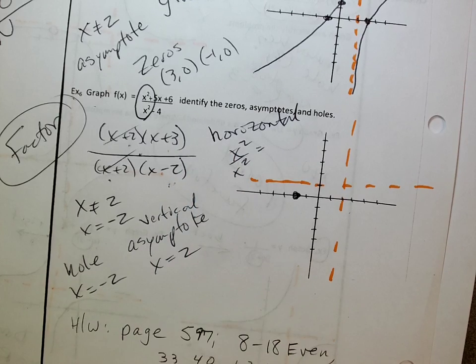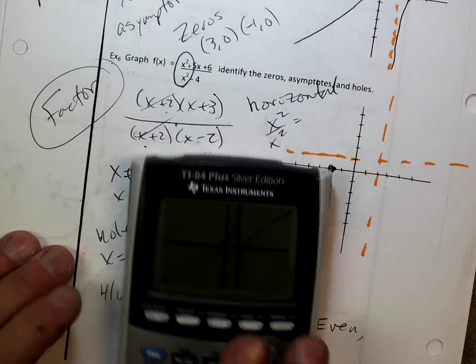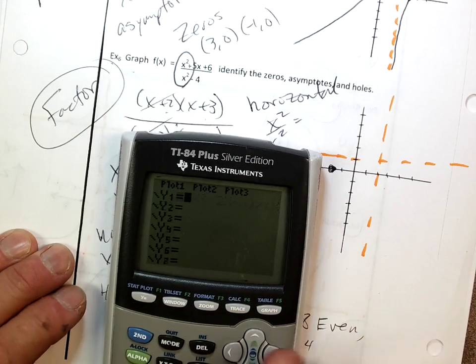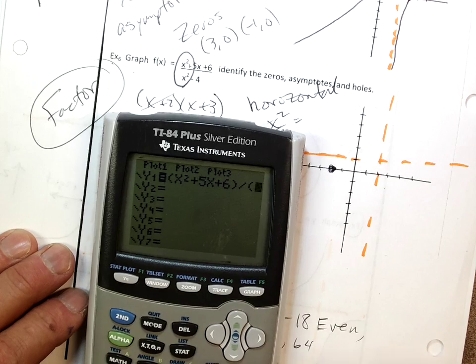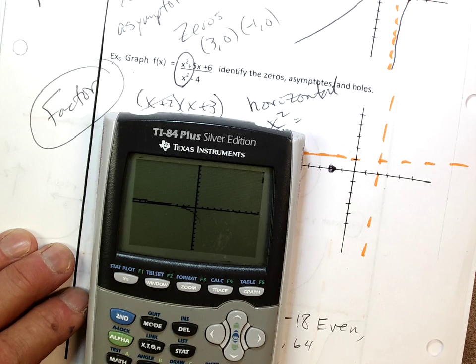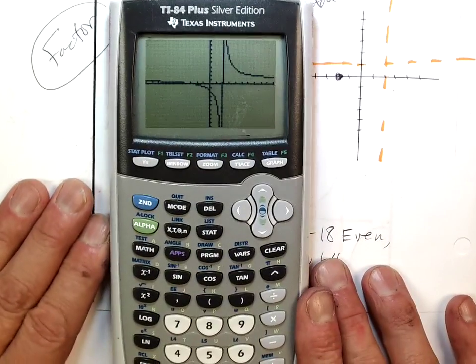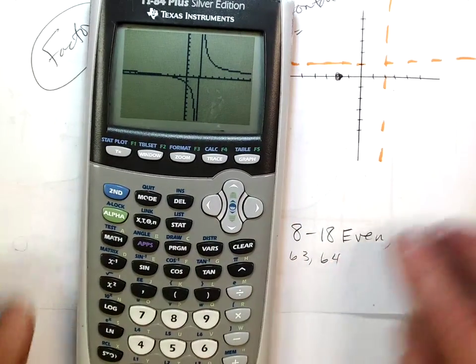So let's see what this looks like, okay? I know a few things about it already. Let's go ahead and graph it. Clear. I'm going to go parentheses x squared plus 5x plus 6 parentheses divided by parentheses x squared, subtract 4 parentheses, and let's graph it, okay? No surprises. It looks exactly like I thought it would. The asymptote's exactly where I thought it was going to be, at 2.